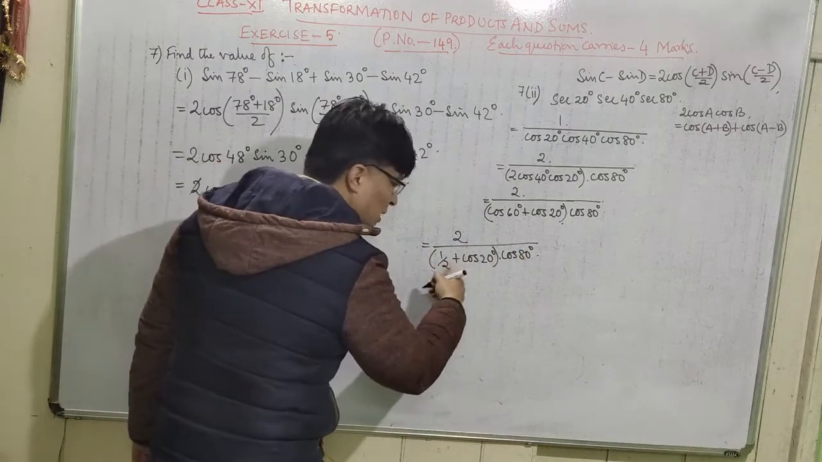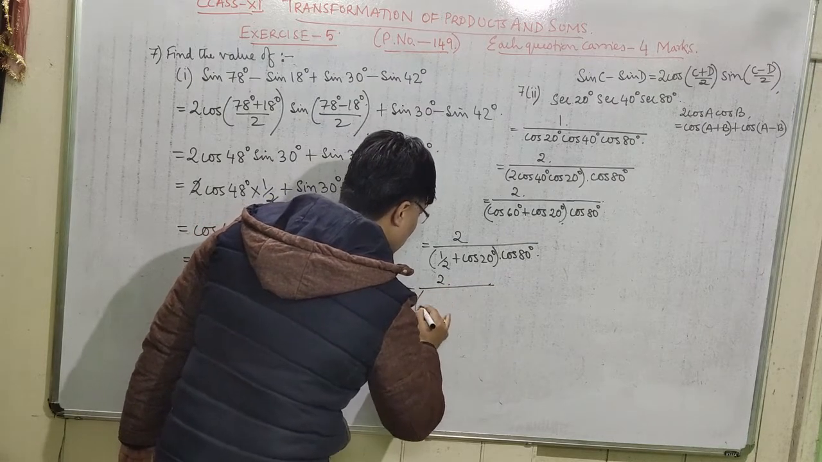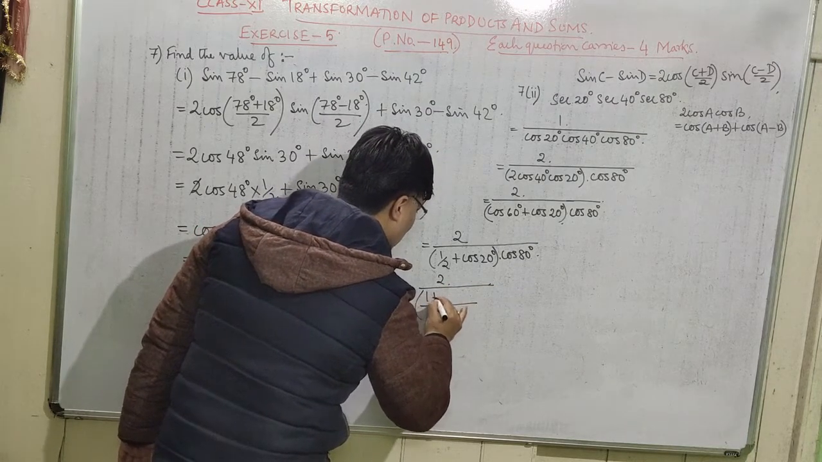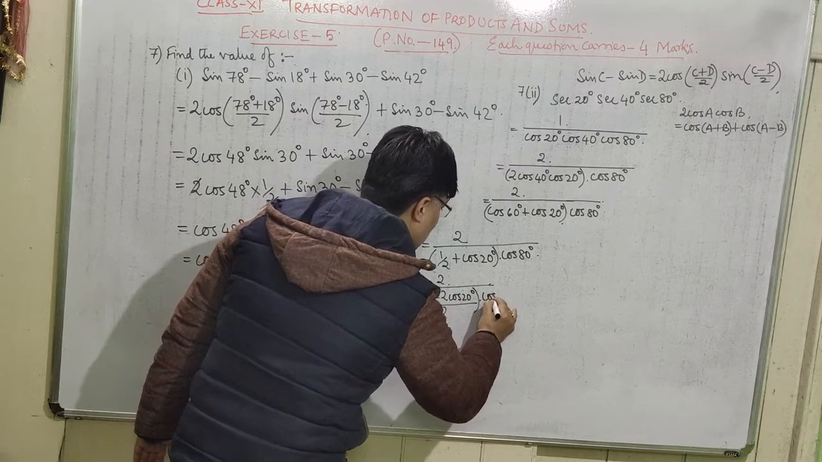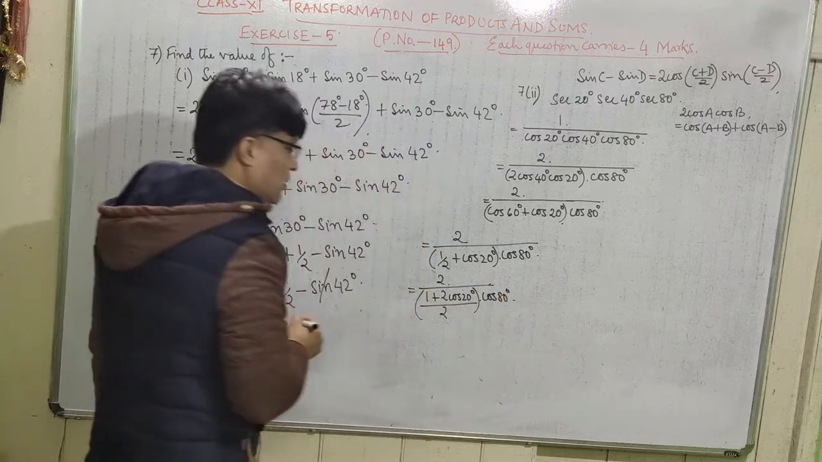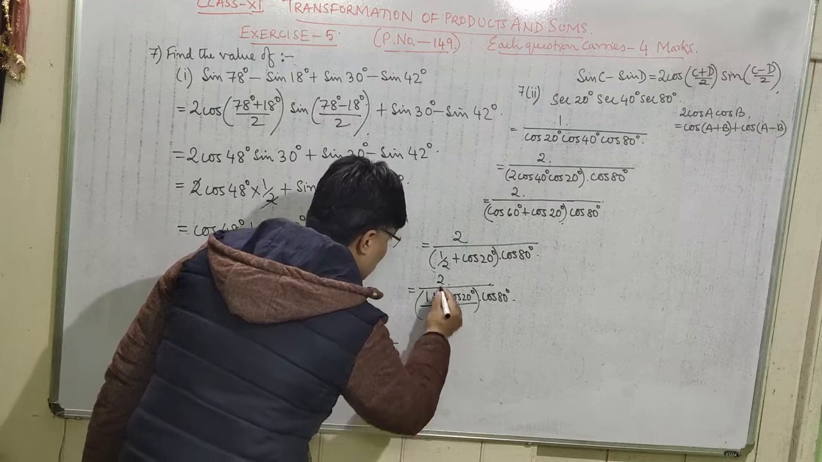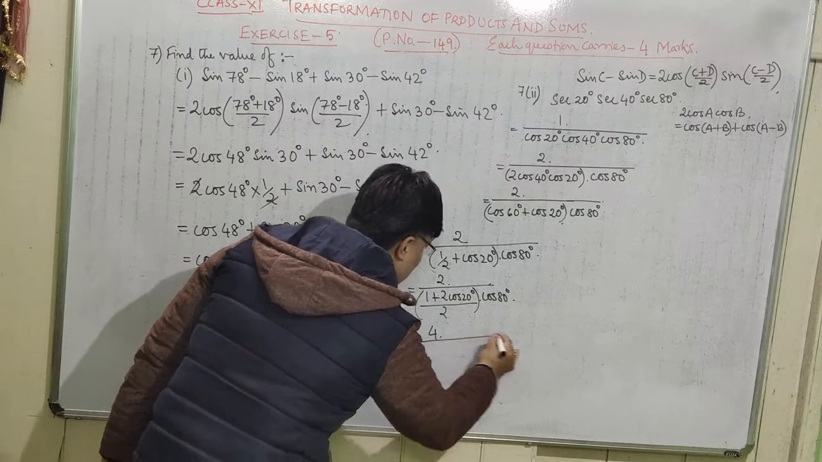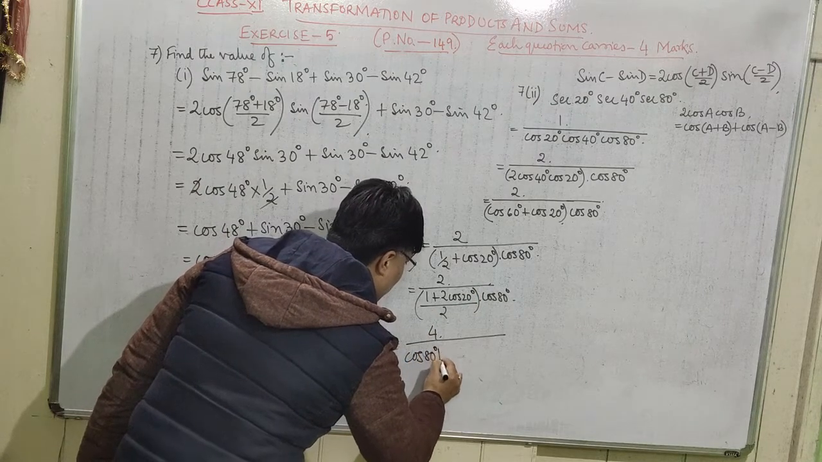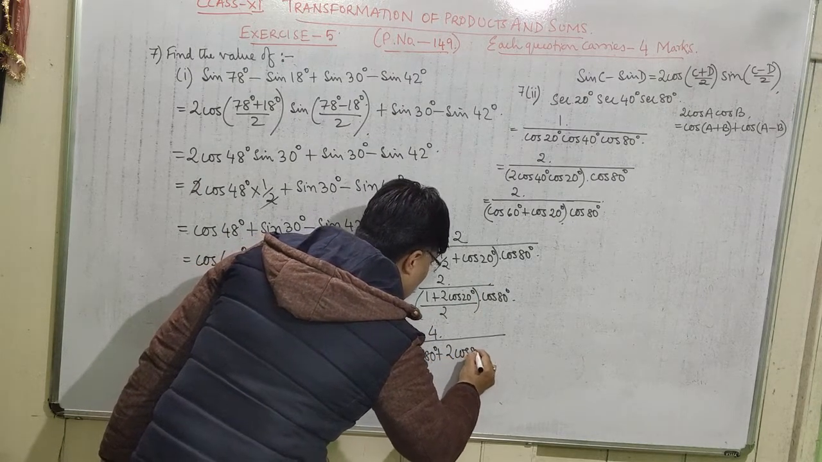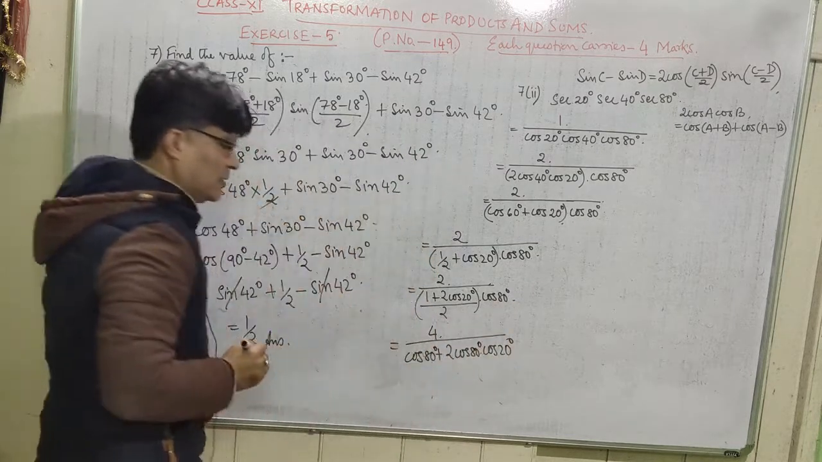So in the denominator, what's the LCM? 2 is the LCM, right? So here the LCM is 2 again: 1 plus 2 cos 20 degree, bracket closed, into cos 80 degree. Is that clear? So this 2 goes up in the numerator, and 2 2s are 4. 4 divided by, we can multiply them, 1 into cos 80 degree plus 2 cos 80 degree into cos 20 degree. We are just multiplying it.